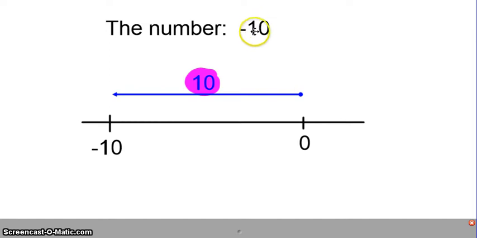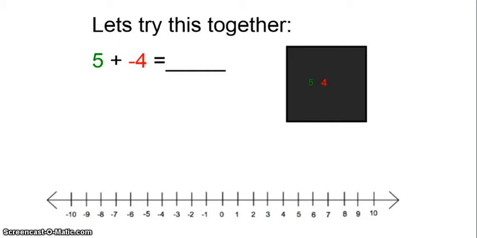The negative sign just means we go to the left. So when we have something negative, we are going to the left. So we can try this one together. We have 5 plus a -4.